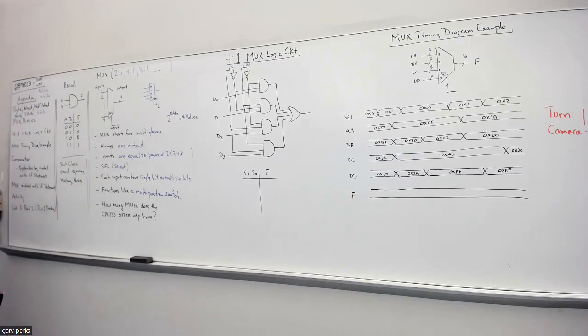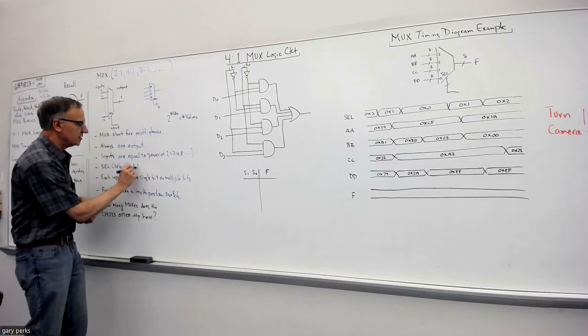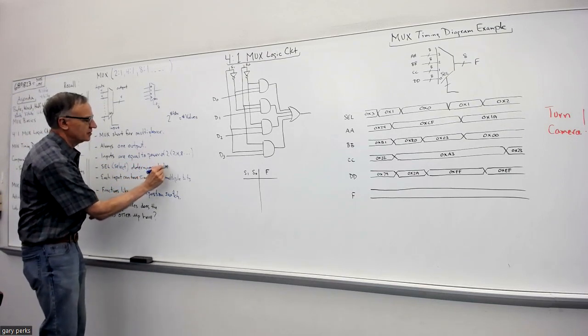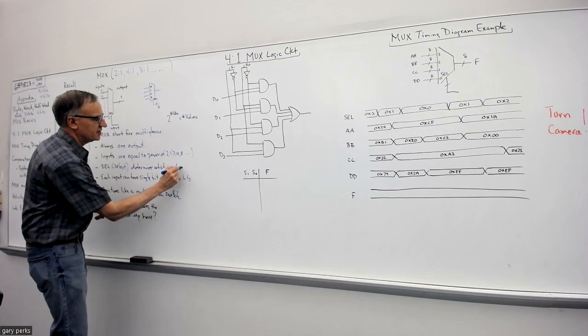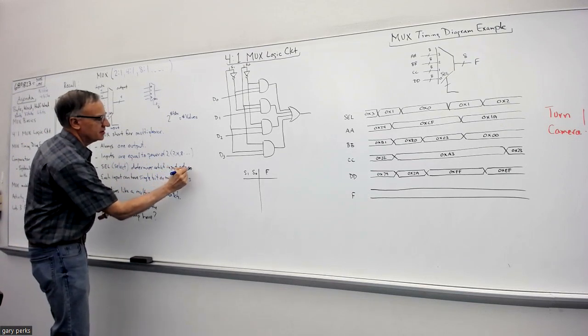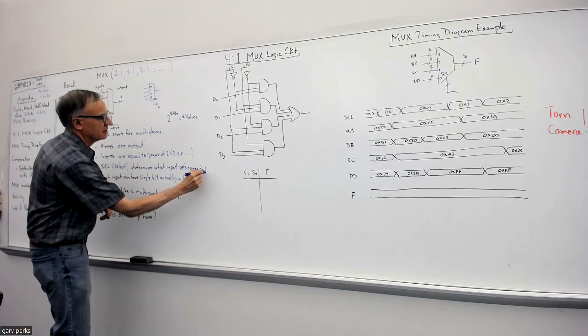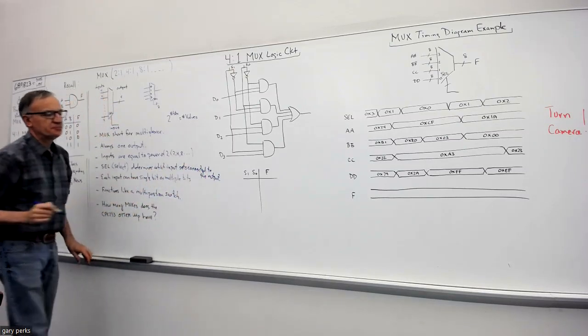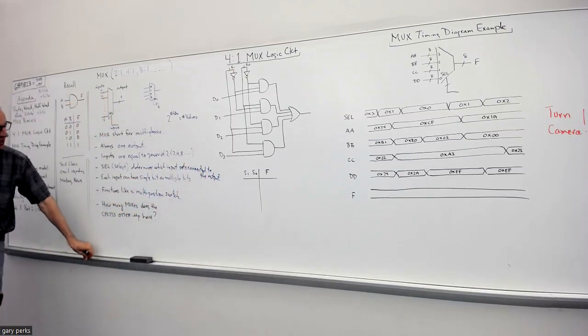To finish this, the select line determines which input gets connected to the output. Any questions up to this point? Does everybody have a good understanding of what a mux is doing? You're going to get a lot of practice with this. This is the basic idea, but is it making sense?